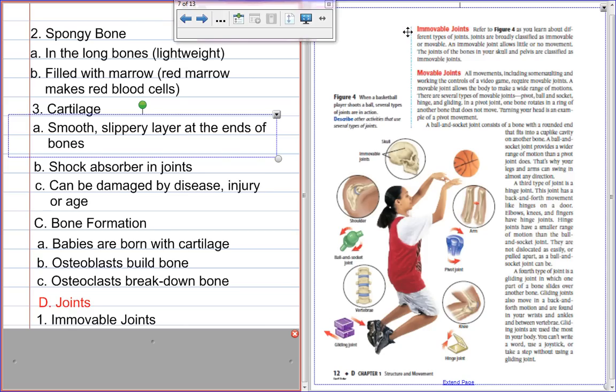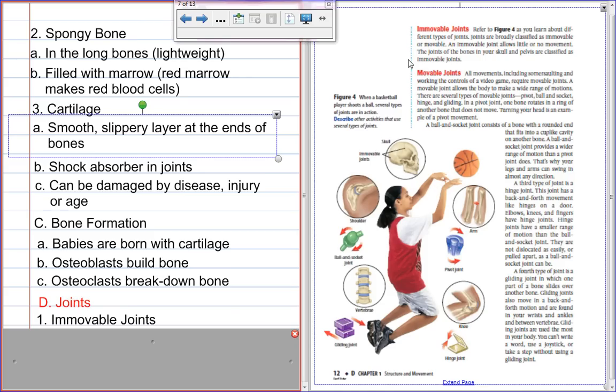Refer to figure 4 as you learn about different types of joints. Joints are broadly classified as immovable or movable. An immovable joint allows little or no movement. The joints of the bones in your skull and pelvis are classified as immovable joints.